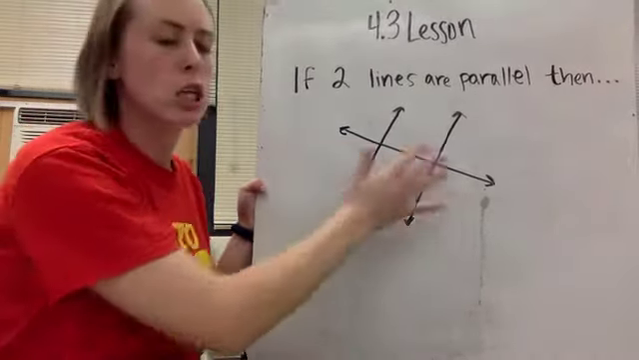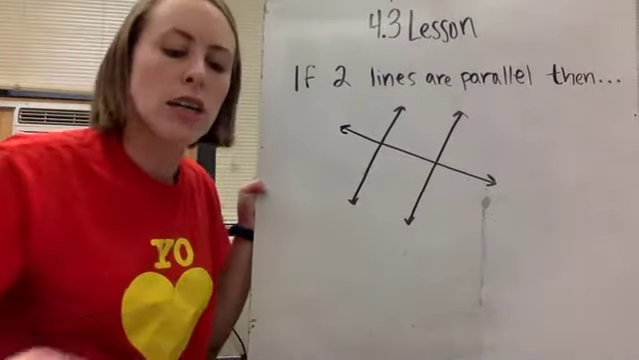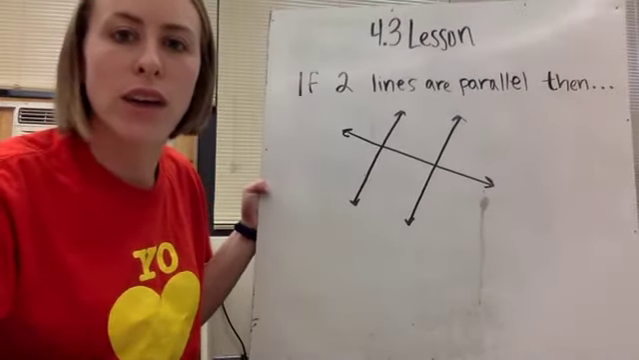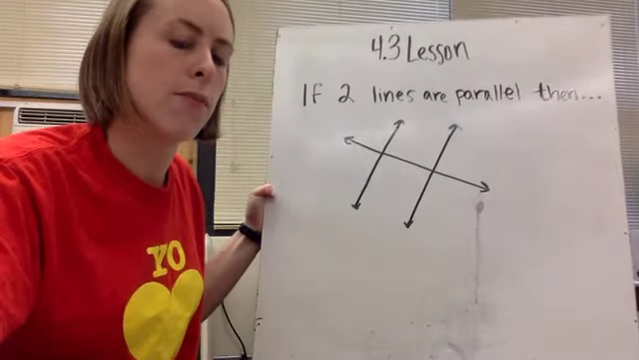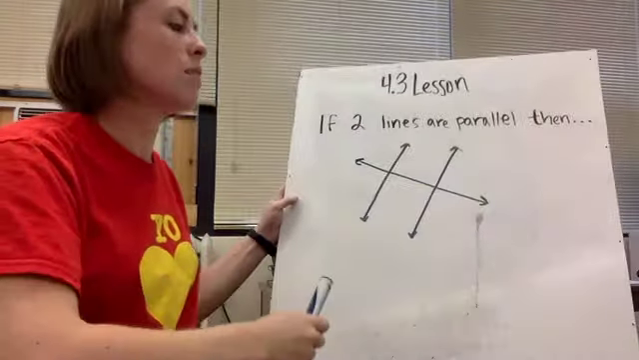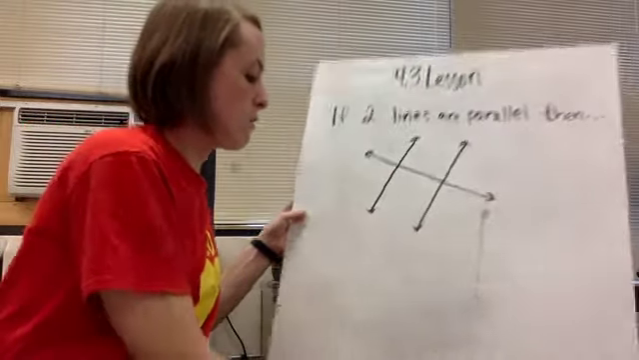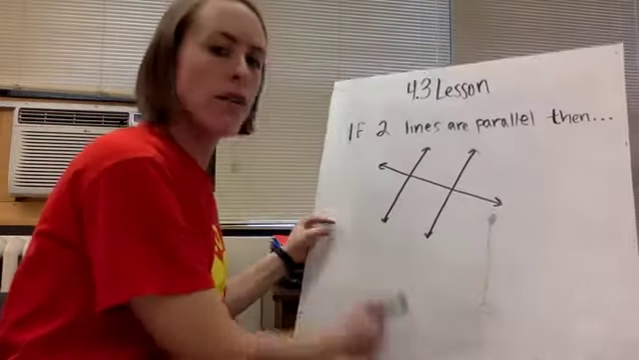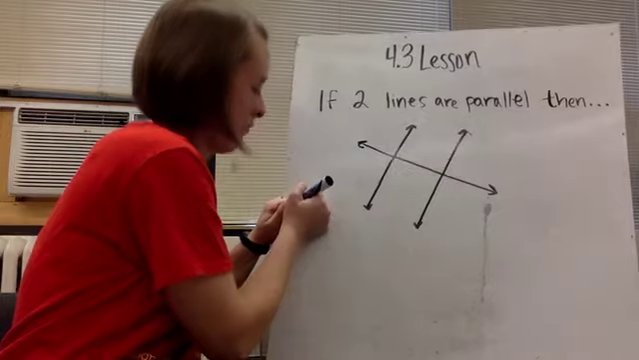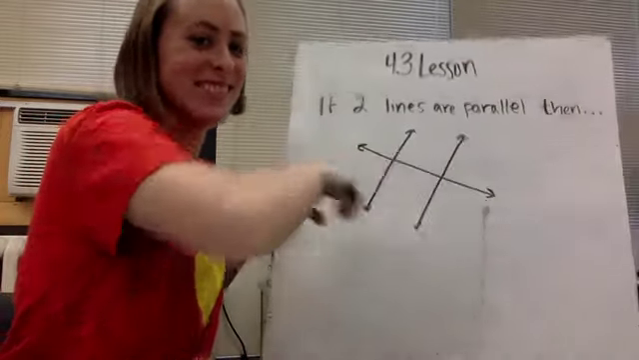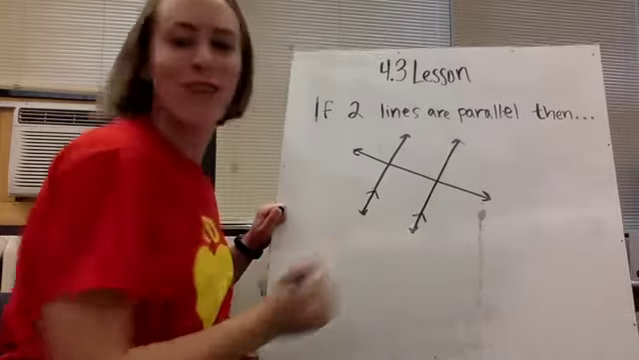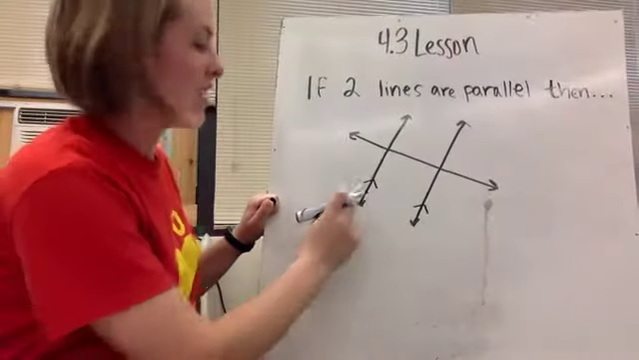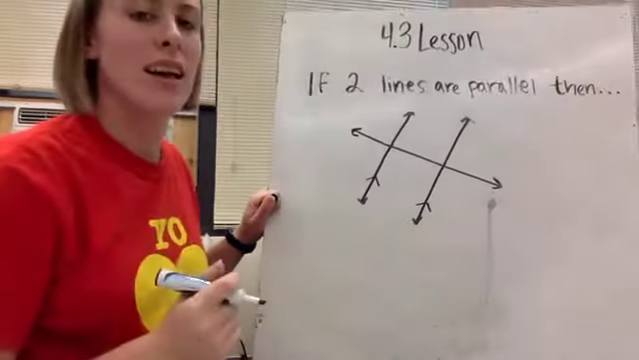So I have this picture here, and currently I don't know if any of the lines are parallel. How would I know if lines are parallel? Well, I would need to mark something on them. I would have to mark the little arrows. Just like this. Now I know which two are parallel. This line is parallel to that line.